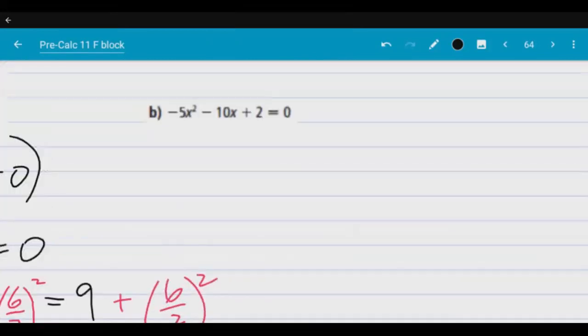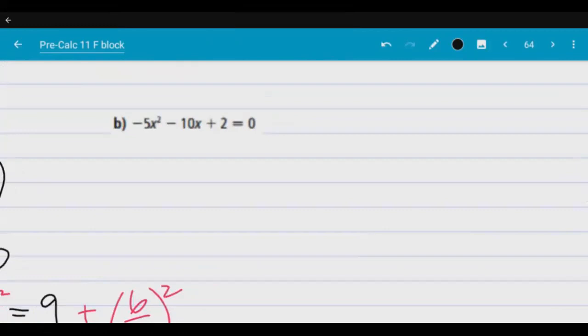Negative 5x squared minus 10x plus 2. So once again, the trick with completing the square is to make sure that the number in front of the x squared becomes a 1. Therefore, we need to get rid of that negative 5. We need to divide everything by negative 5. So this one will require a little bit of work. Negative 5x squared minus 10x plus 2 equals 0. All right. So let's get rid of that negative 5 first by dividing everything by negative 5.